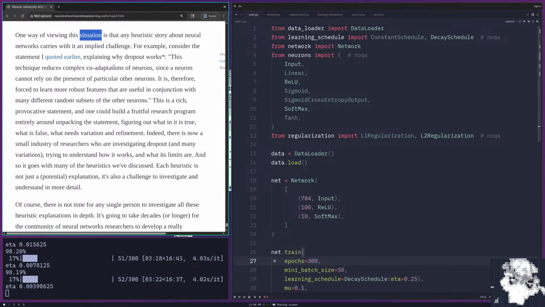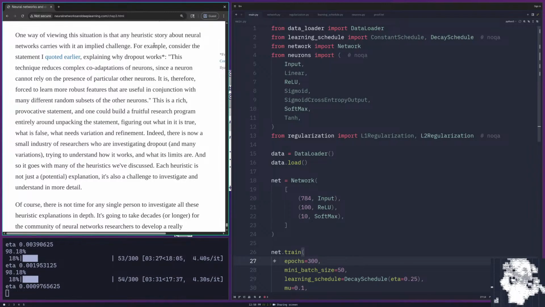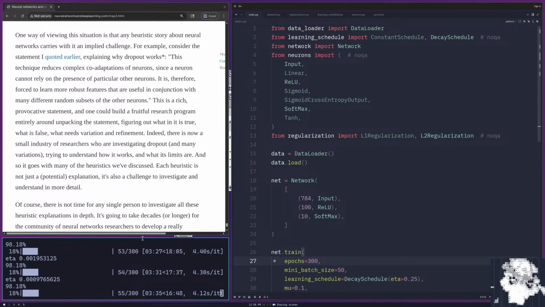One way of viewing this situation is that any heuristic story about neural networks carries with it an implicit challenge. For example, consider the statement I quoted earlier explaining why dropout works. This technique reduces complex co-adaptations of neurons, since a neuron cannot rely on the presence of particular other neurons. It is therefore forced to learn more robust features that are useful in conjunction with many different random subsets of other neurons. This is a rich, provocative statement, and one could build a fruitful research program entirely around unpacking the statement, figuring out what in it is true, what is false, and needs variation or refinement.